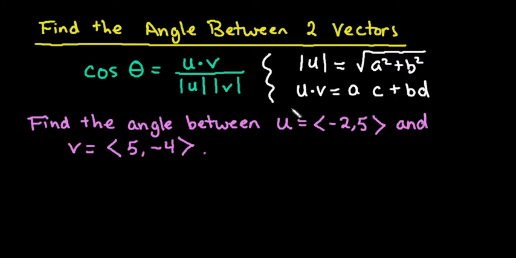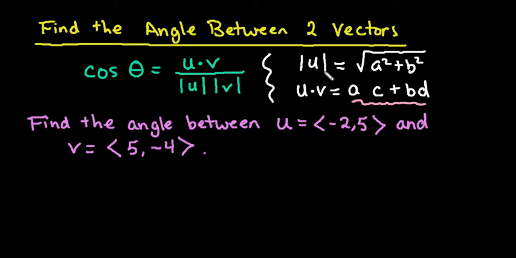For this video, what I want to do is show you how to find the angle between two vectors. To find the angle between two vectors, we're going to use the relationship that cosine of the angle theta is equal to the dot product of u and v. And remember, the dot product is equal to a times c plus b times d, divided by the magnitude of u times the magnitude of v.